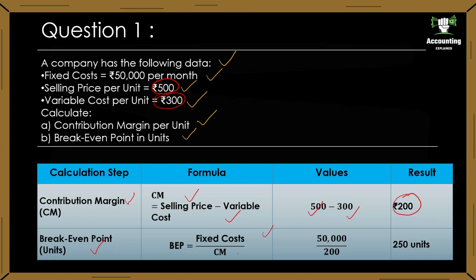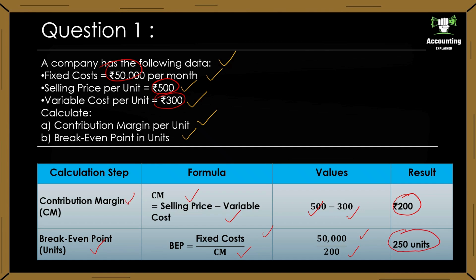Fixed cost divided by contribution margin is the formula. So fixed cost in the question is 50,000 divided by contribution margin. Just we calculated it as 200. So 50,000 divided by 200 is 250 units is your break-even point.